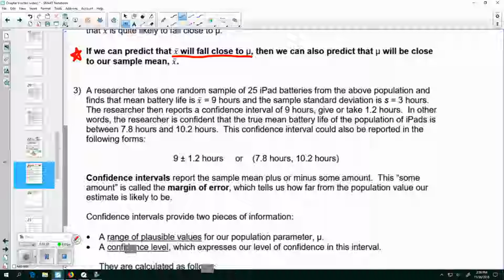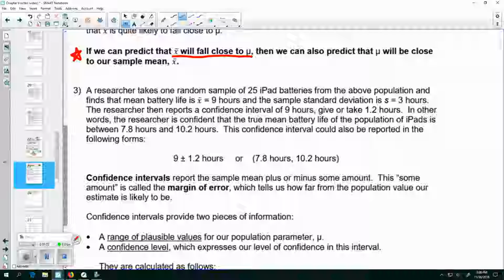Okay, so number 3, let's return to our example. Researcher takes one random sample of 25 iPad batteries from the above population, finds that the mean battery life is X bar equal to 9 hours, and the sample standard deviation is S equal to 3 hours. The researcher then reports a confidence interval of 9 hours, give or take 1.2 hours. In other words, the researcher is confident that the true mean battery life of the population of iPads is between 7.8 hours and 10.2 hours.